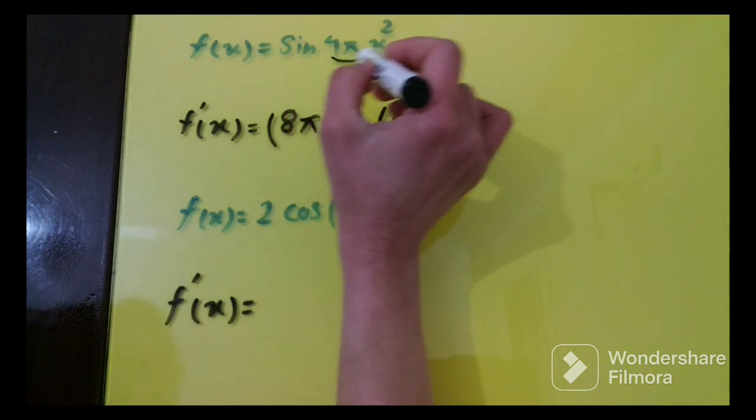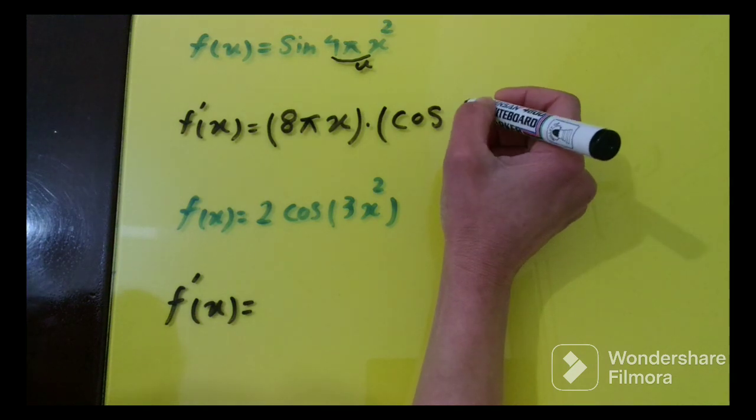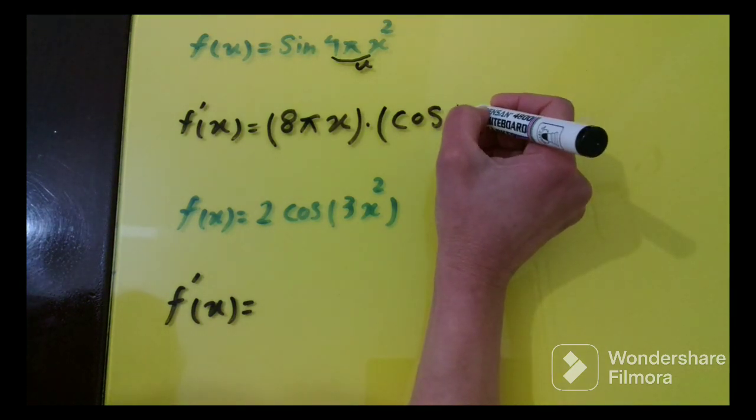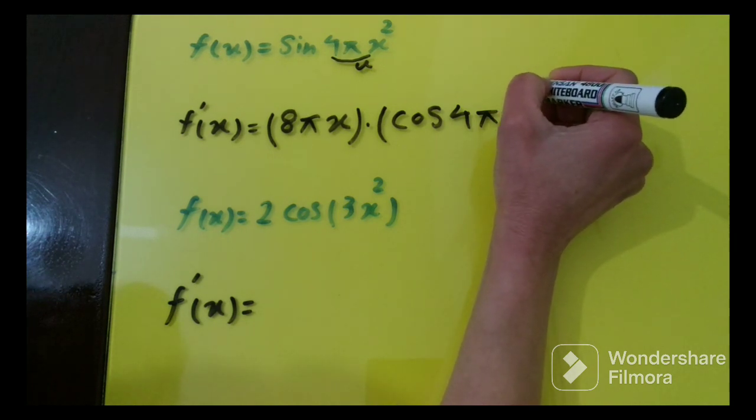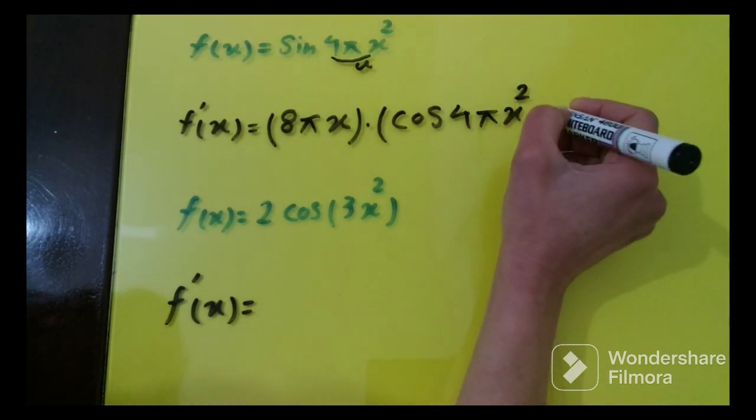Now you should repeat u. 4 pi x squared.